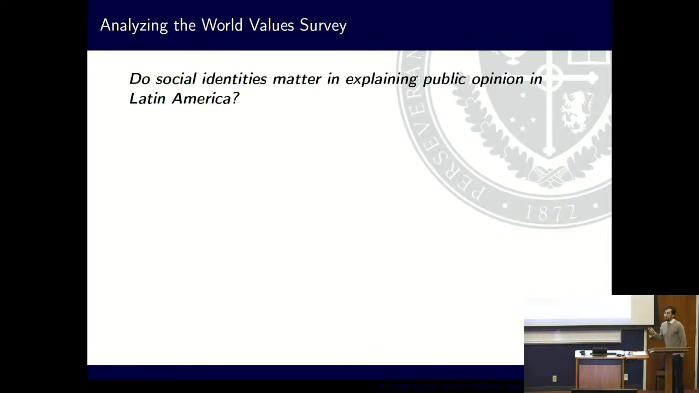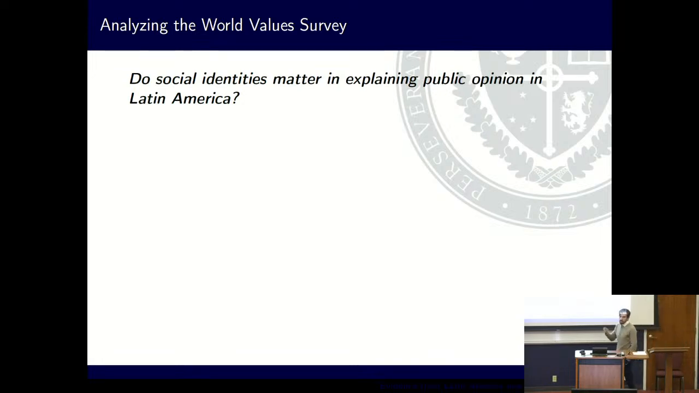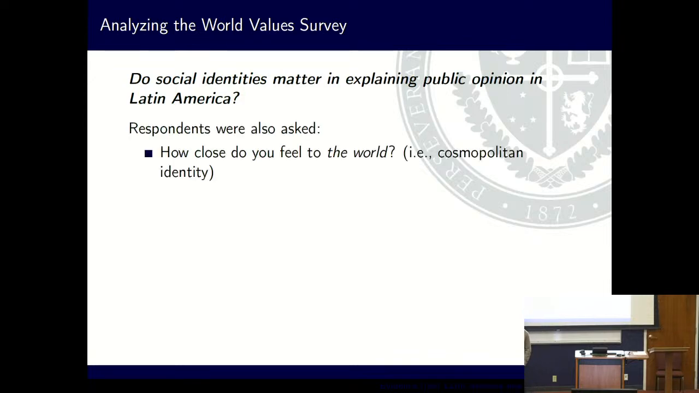But we want to know not just what public opinion looks like, but whether these social identities end up mattering and explaining differences in public opinion. So we use this question: how close do you feel to the world? It's honestly not the best question, but it was the best that we had to use. So we used this as a rough proxy for one's cosmopolitan identity.